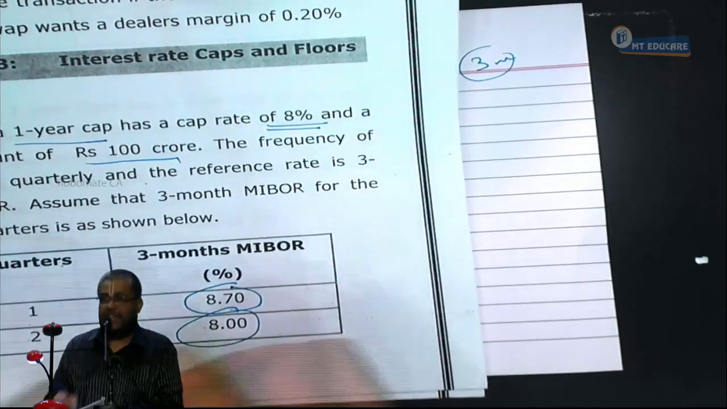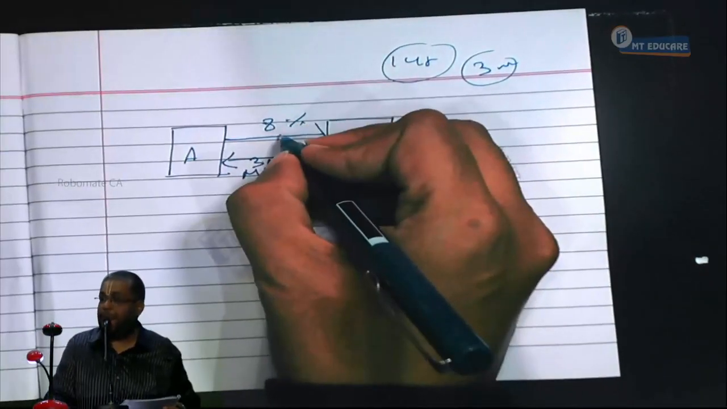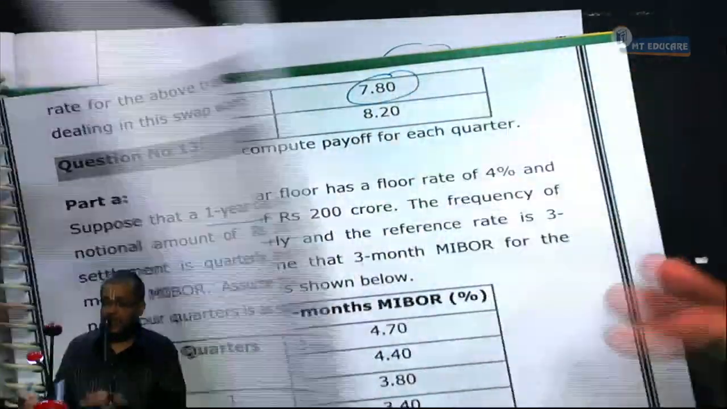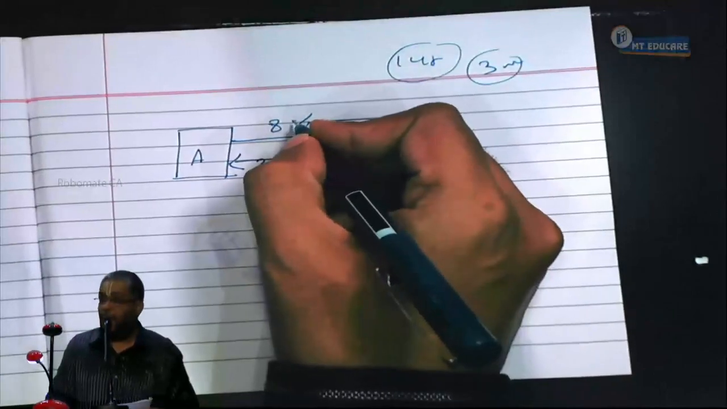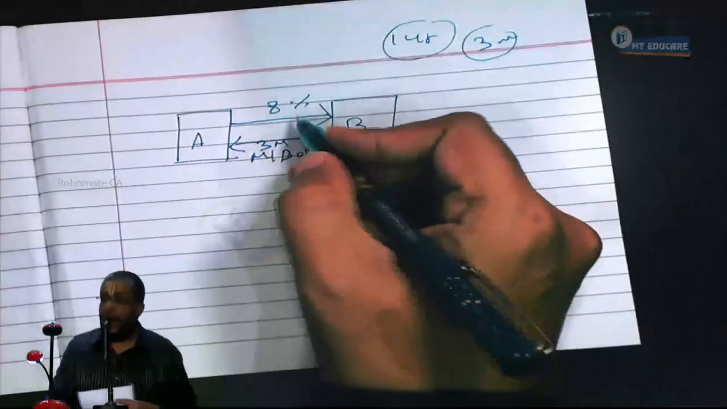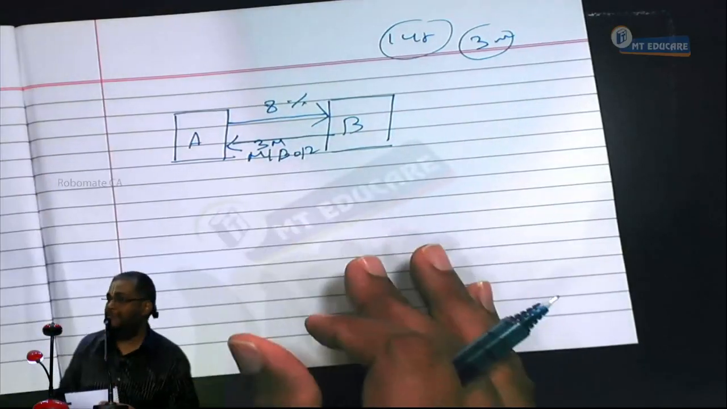Next is the second settlement date. I receive 8% and pay 8%. What is the swap cash flow? Zero. In the third leg, I receive 7.8% and pay 8%. How much is my loss? 0.2%. In the fourth case, I receive 8.2 and pay 8%. I get a 0.2% gain. This is my swap cash flow.